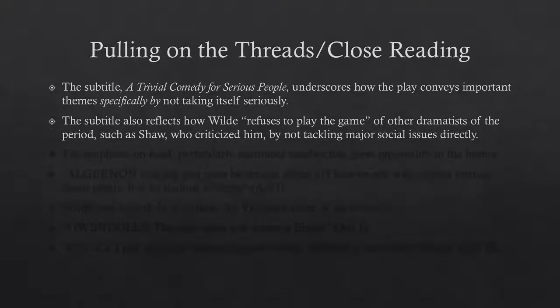It also refers to how he refused to play the game of the other playwrights of the day. His fellow Irishman and playwright George Bernard Shaw really did not like Wilde and really critiqued him. In the next lesson, we'll look at Shaw's play Miss Warren's Profession, which is about prostitution and the woman question and the new woman. While they would have had some similar values, Shaw was very much of the view that plays need to be about social issues and social reform.